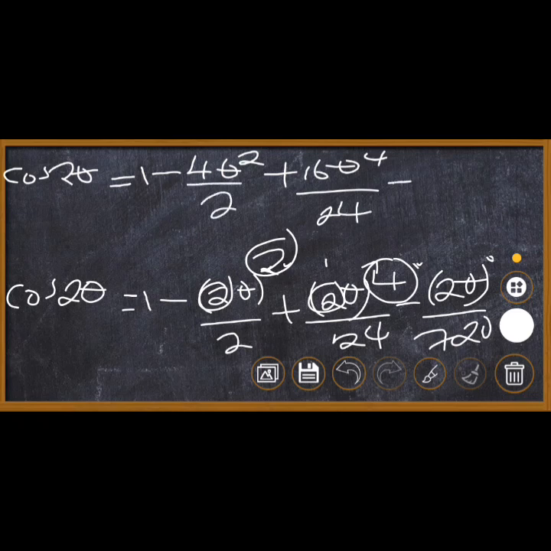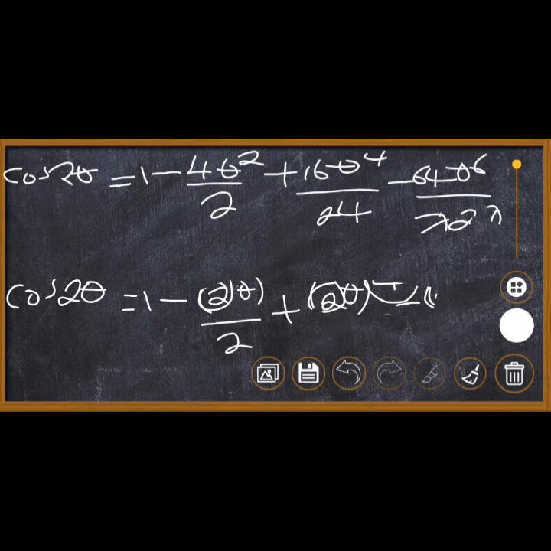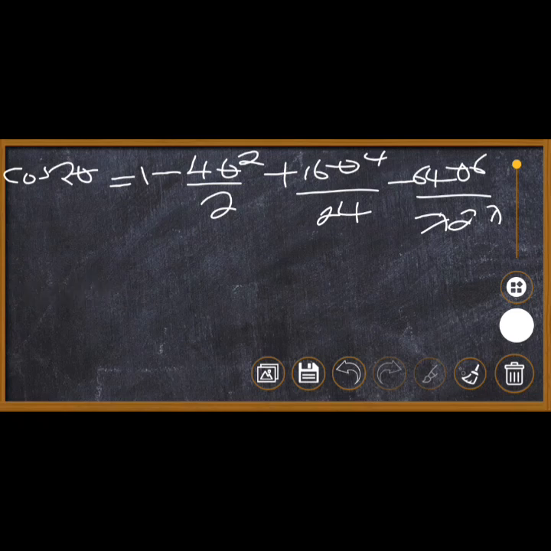Then subtract 2 to the 6th power, which is 64, theta to the 6th power over 720. So these are the values that you have here. Let's just create space down there now, since we have already used this. So in this case, let's simplify this. So cos of 2 theta is going to be 1 minus 2 into 4 is what?